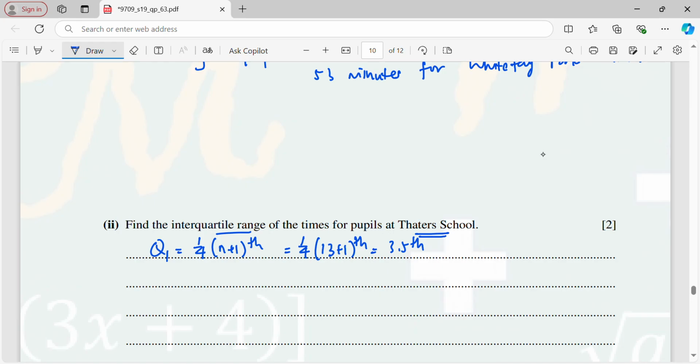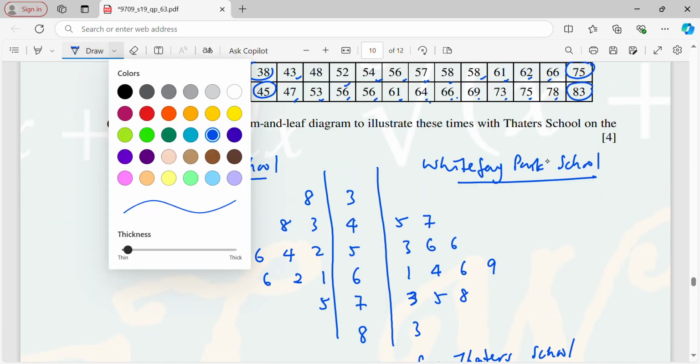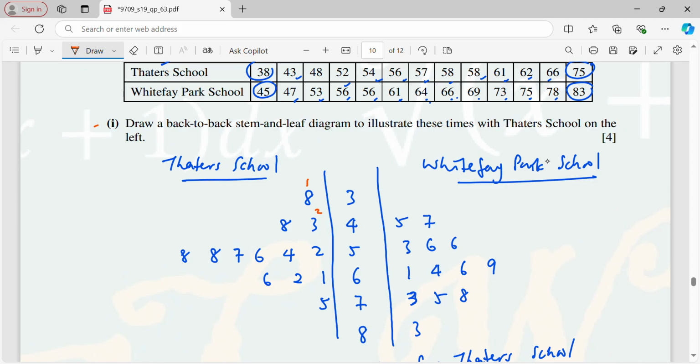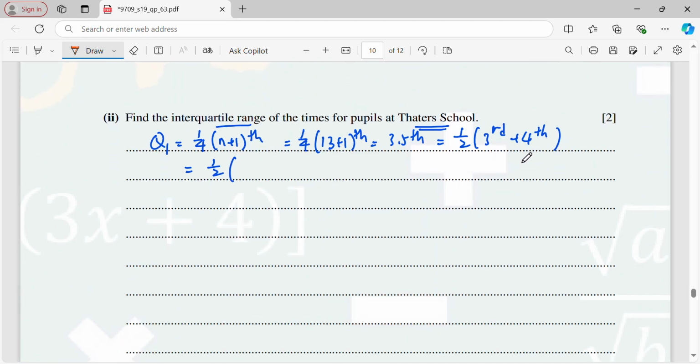So the 3.5th value is actually in the middle of the third and the fourth. So this is half of third plus fourth. Okay, so I will write equals to half of, now the third, this is first, second, third. This is fourth. So I will write 48 and 52. This is where the value is going to be 50.